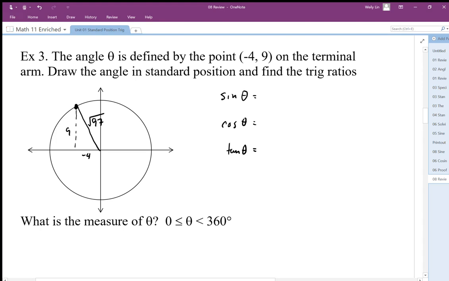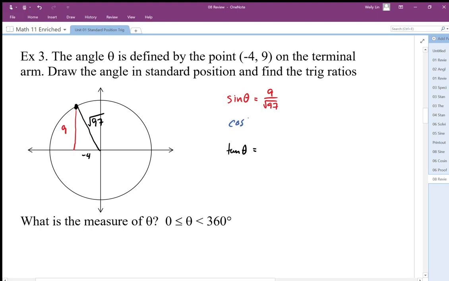So now we can use our definition of sine is y. Remember that connect the sine with the vertical. In fact, I'm maybe going to color code this. My sine theta is going to be 9 over root 97. It's important to connect the y value with sine, and we're going to connect the cosine value with x.